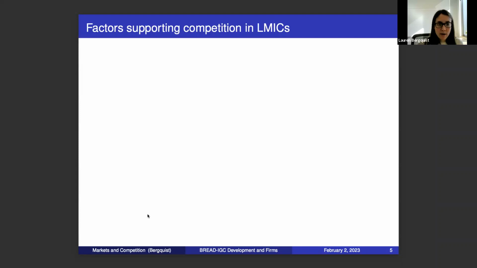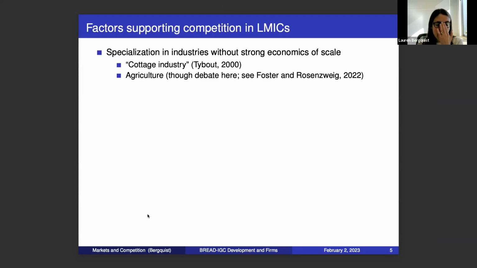Okay, let me give you some of my list here again, which some of these were covered. So yeah, specialization in industries that maybe don't feature strong economies of scale. So thinking about cottage industries. Agriculture is potentially a big one. So the most common firm in developing countries is a farm. I will say there's debate here as to whether there are scale economies in agriculture. The most recent paper in here that's pretty fantastic is by Andrew Foster and Mark Rosenzweig. But you may imagine these are in general industries where there aren't strong economies of scale.